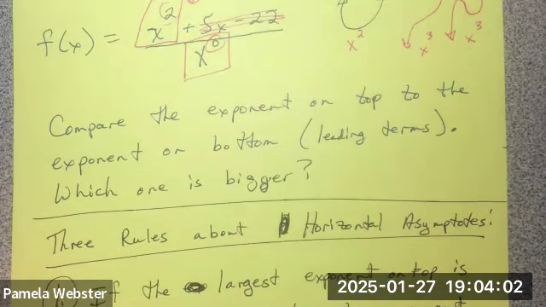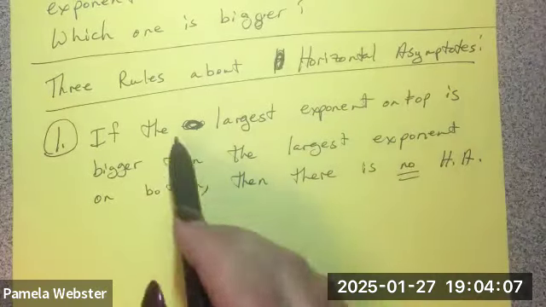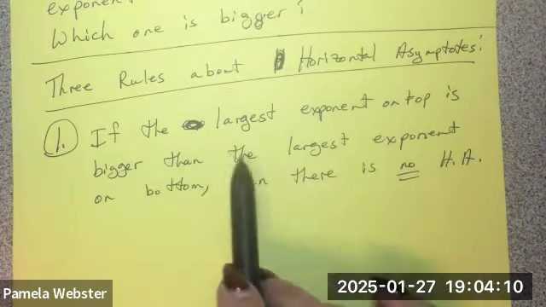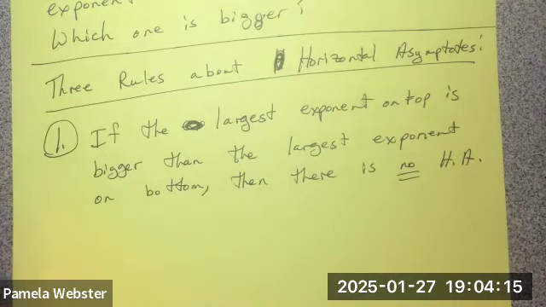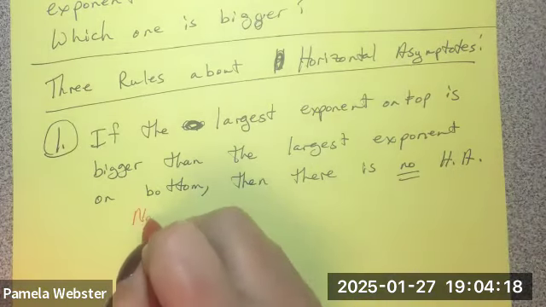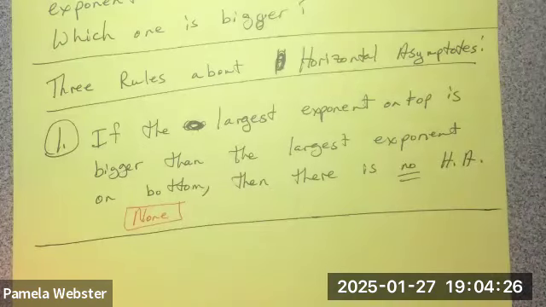Okay. And we usually will just say, oh, I am so sorry. That's just off the page. Sorry about that, guys. If the largest exponent on top is bigger than the largest exponent on bottom, there is no horizontal asymptote. Okay. And a lot of times it'll just say, is there a horizontal asymptote? And we'll say none. Okay. Easy enough. That's the case we have whenever we're just dealing with flat out polynomials. And in rational functions, it happens too. So sometimes that's what we're dealing with.